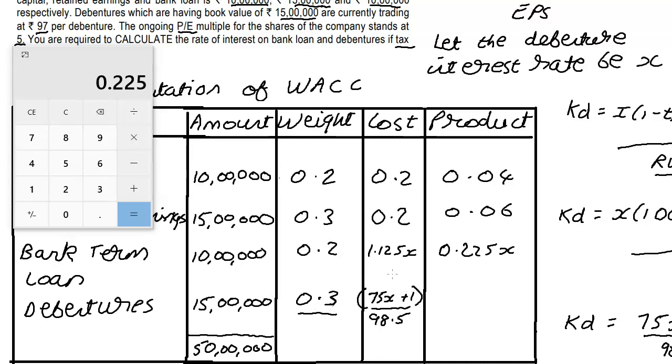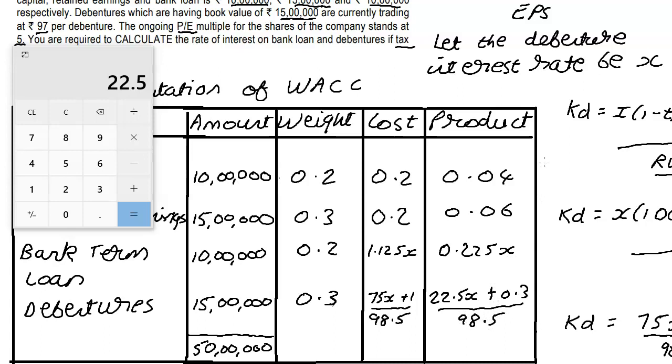So similar to the fountain method in algebra, 0.3 into 75 gives me 22.5x, plus 0.3 into 1, which will give you 0.3, and again upon 98.5.